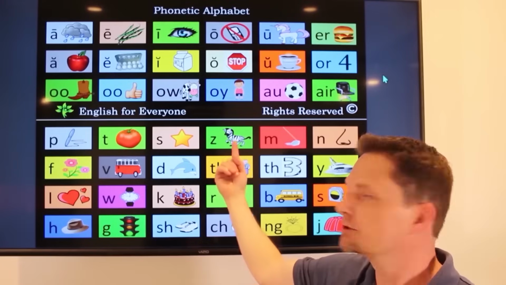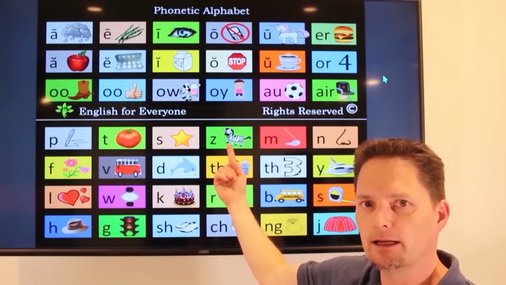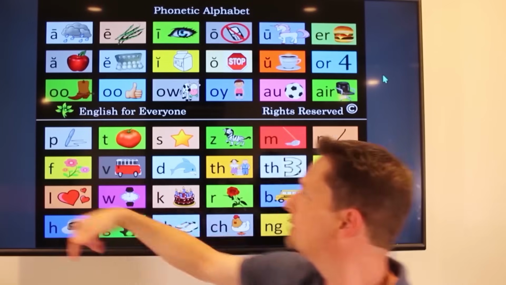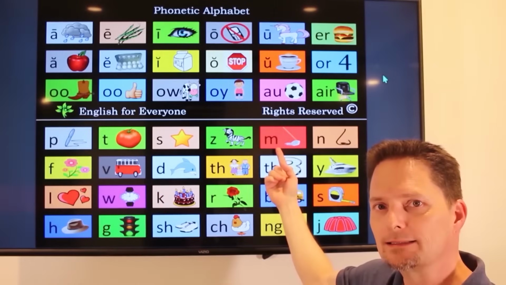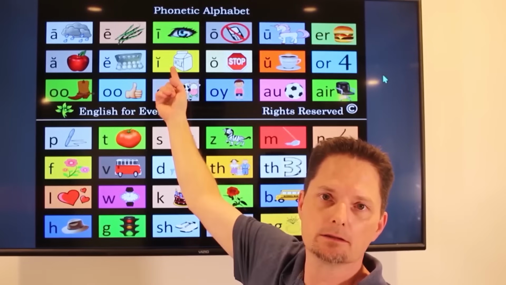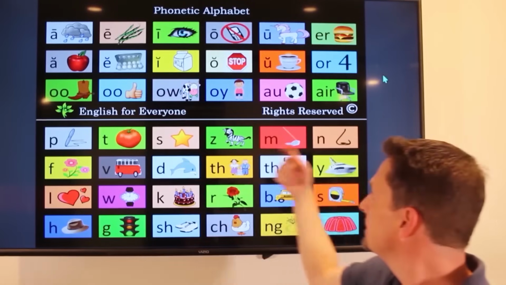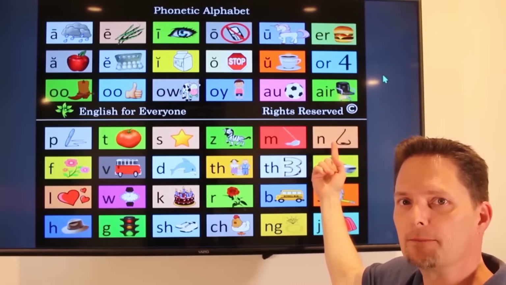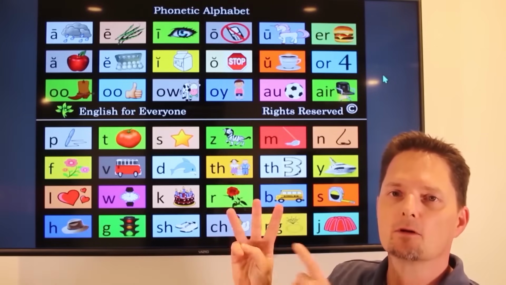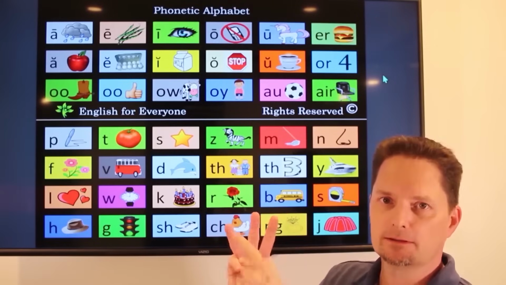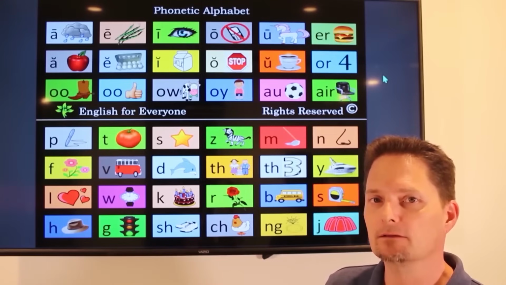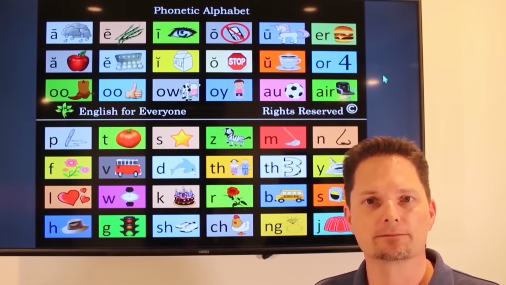Pronunciation, examine. Egg, z, eggs. Exact. Exam. Examine. Stress on the second syllable. Examine. The doctor needs to examine the patient.